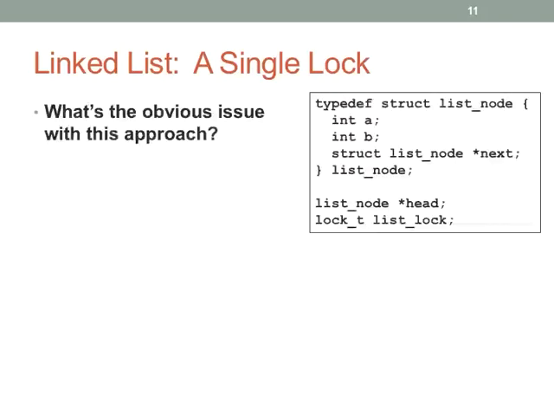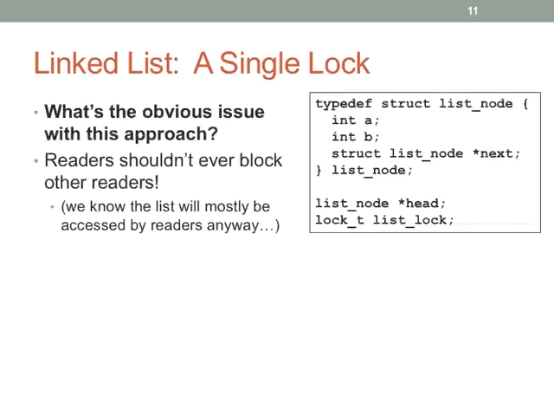Okay, so there's an obvious issue with this approach. There's actually a couple of obvious issues with it. The first one is that readers should not block other readers because we know that readers don't destructively change the state. So why should readers block anything? And remember the context is we expect this data structure is going to be read the vast majority of the time. We're not actually going to write to it most of the time. We manipulate it very infrequently.